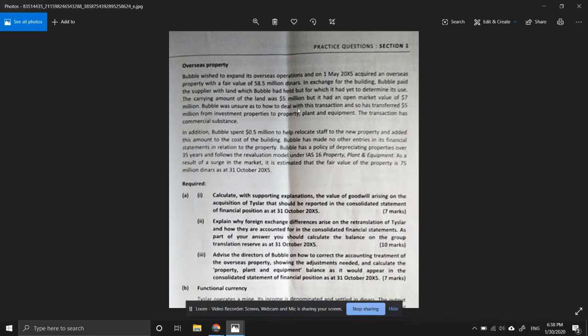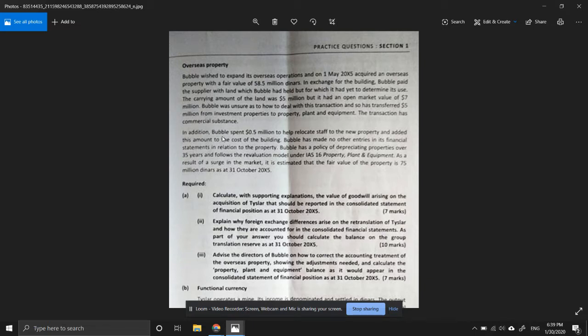Bubble was unsure how to deal with this transaction, so it has transferred 5 million from investment property to PPE. When you transfer from investment property to PPE, you recognize the gain in SOPL, and after that you do as per IAS 16, which says that any revaluation is taken to OCI. The transaction has commercial substance.